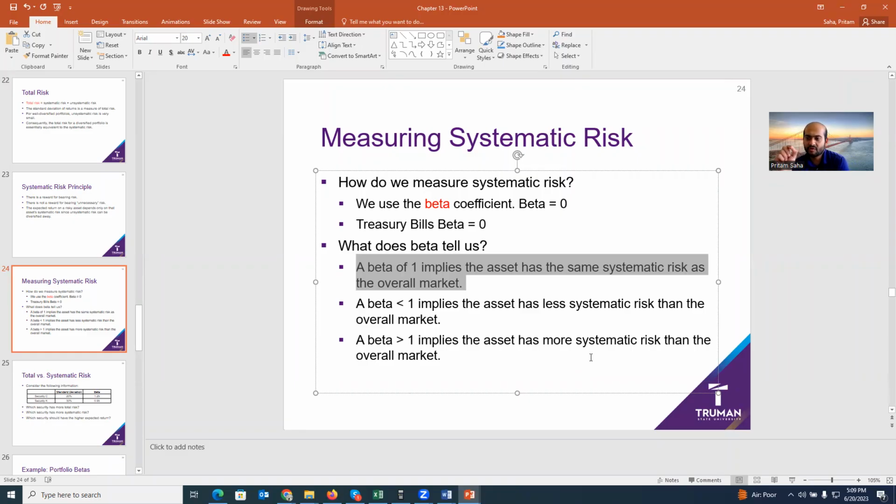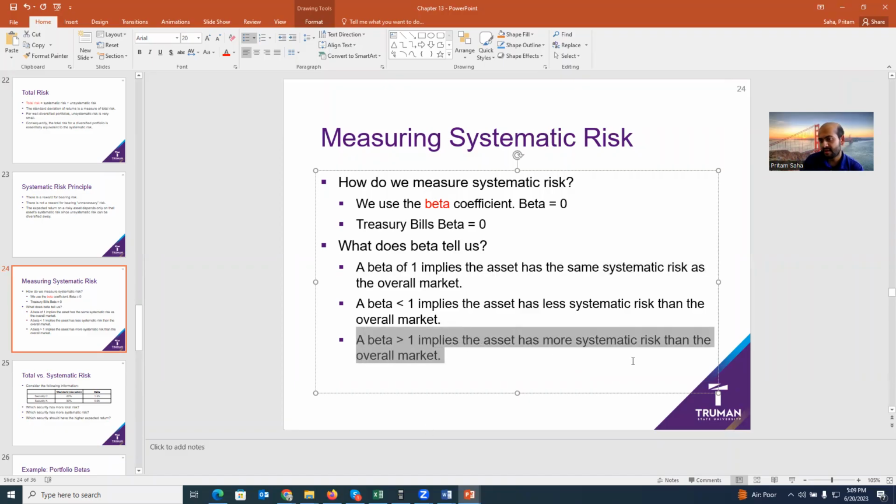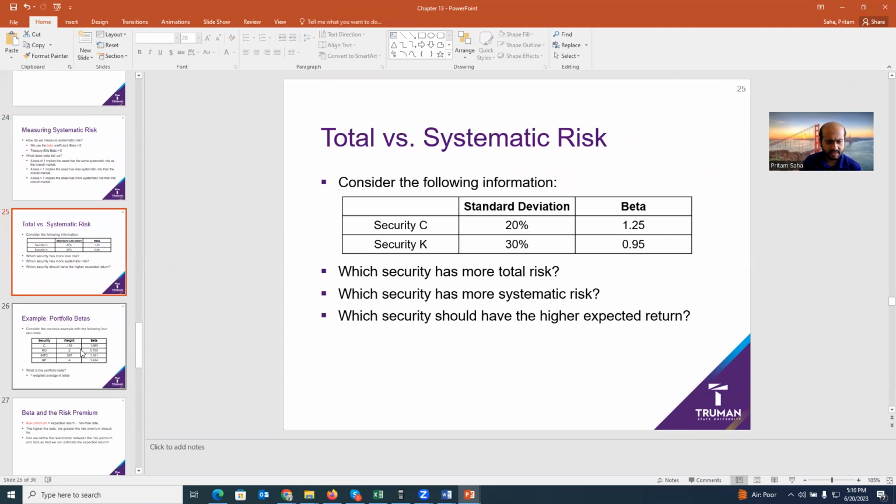If your asset has beta of 1, that means your asset has almost similar systematic risk as compared to the market. If your asset has a beta of more than 1, that means your asset has more systematic risk than the market. So beta 0 means there is no systematic risk, we're talking about treasury bills. Beta less than 1, more than 0 means less systematic risk than the market. Beta equals 1, equal systematic risk of the market. Beta more than 1, more systematic risk than the market. Makes sense so far?